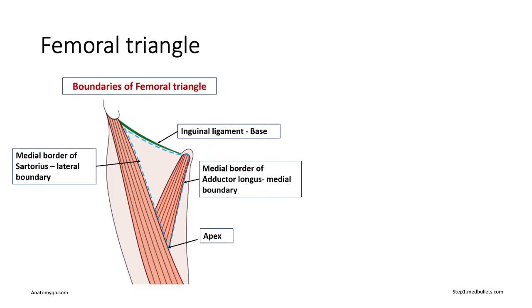The femoral nerve block is done in the femoral triangle. The femoral triangle is the area below the inguinal ligament, bordered by the sartorius muscle and the adductor longus muscle. At this level, in the femoral triangle, the femoral nerve gives off articular branches to the hip and knee joints.